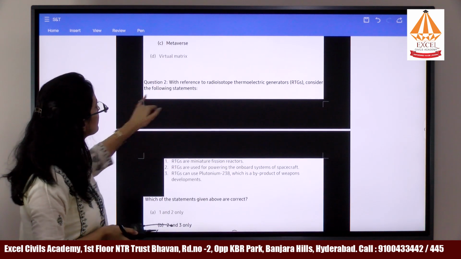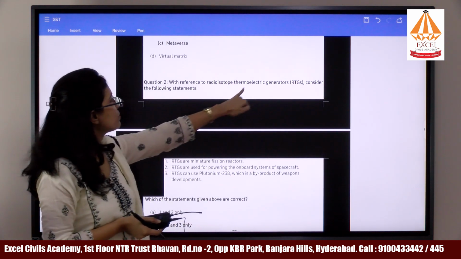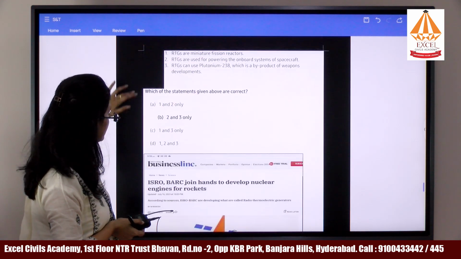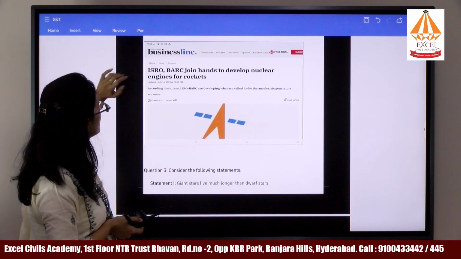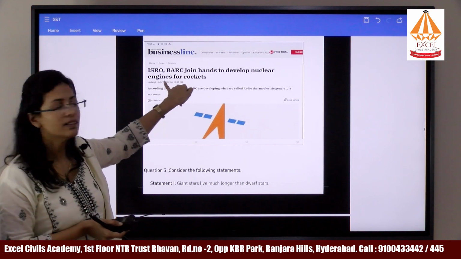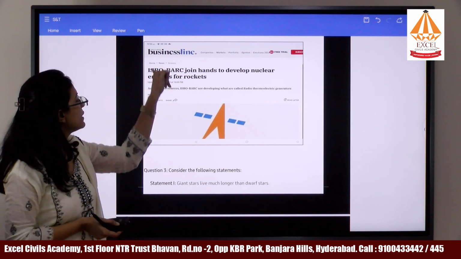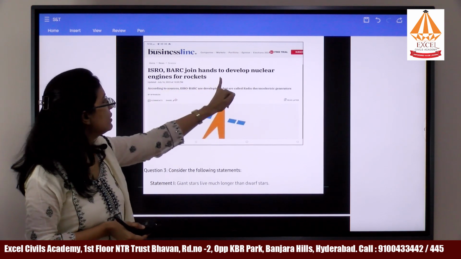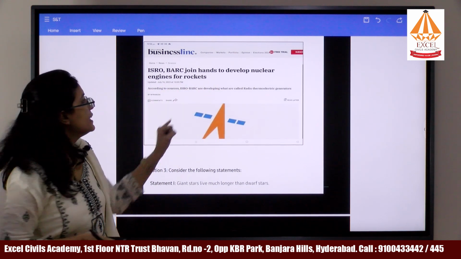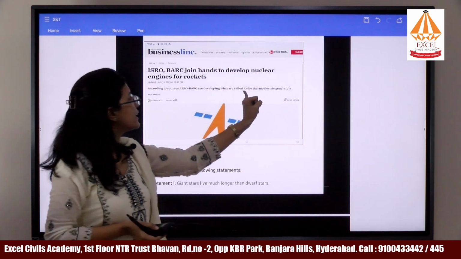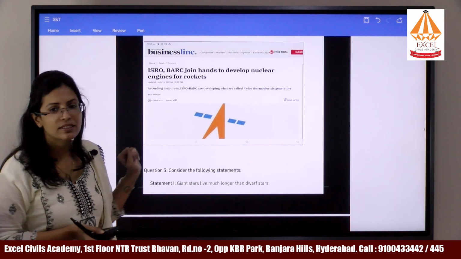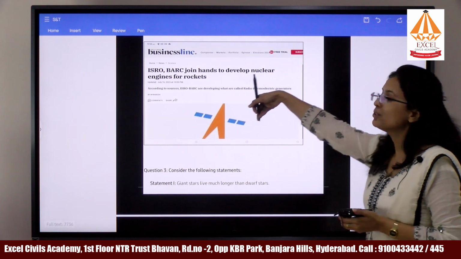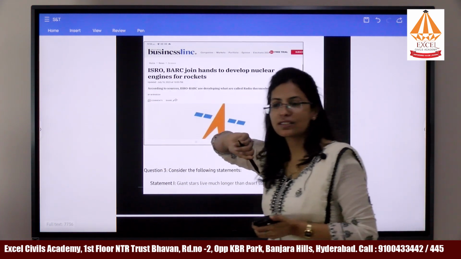Then again, regarding this radioisotope thermoelectric generator, that is RTGs. This is a news article that came, that ISRO and BARC join hands to develop a nuclear engine for rockets. That means these RTGs, or radioisotope thermoelectric generators, are going to be used in your nuclear engines for rockets.